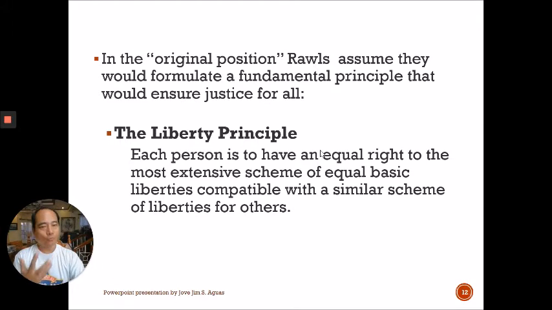So the first principle is the liberty principle. In his book Theory of Justice, he said each person is to have an equal right to the most extensive scheme of equal basic liberties compatible with a similar scheme of liberties for others. What does that mean? We're going to explain that later on, right?